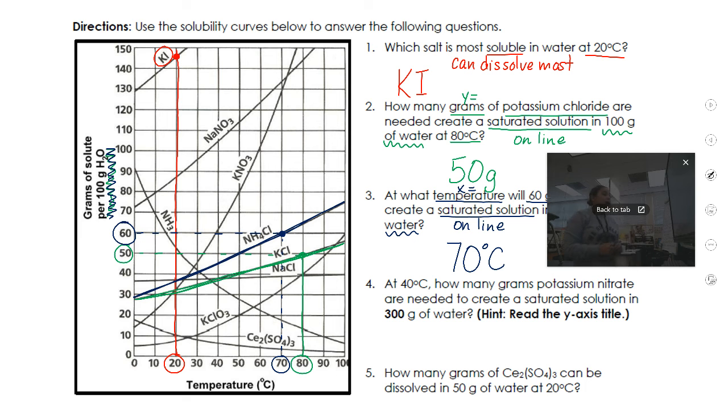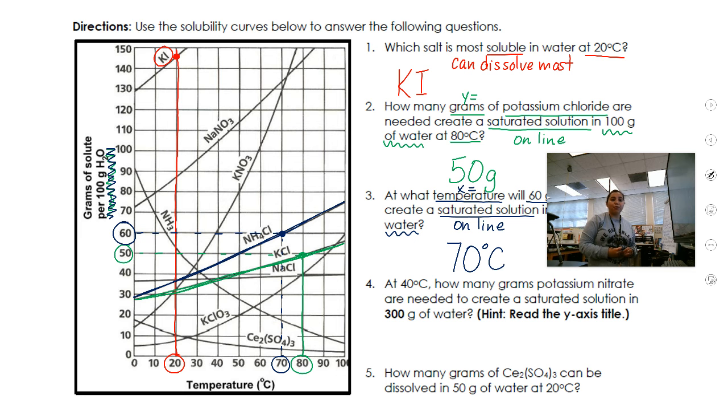Okay, so at 40 degrees Celsius, how many grams of potassium nitrate are needed to create a saturated solution in 300 grams of water? Notice that the 300 is bolded and it says hint, read the y-axis title. So something different is going on here. We're working at 40 degrees Celsius, so we can find that number on the x-axis. And it says for us to find how many grams, so that would be on the y-axis.